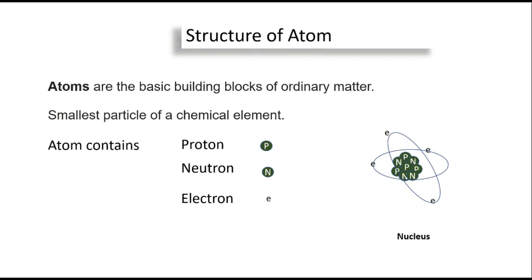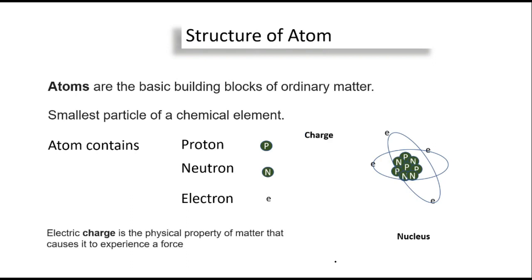Then we studied that every proton, neutron or electron has a different charge. Of course, the neutron is a neutral one. So the proton has a positive charge, the electron has a negative charge, and the neutron is neutral. And what does charge mean? Charge means a kind of force it experiences.